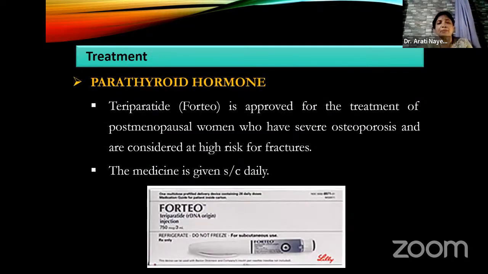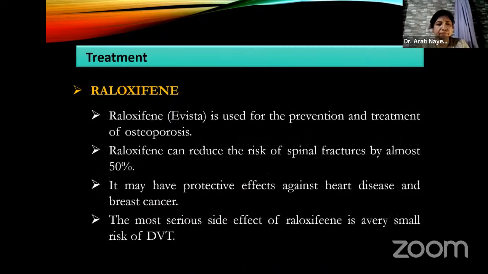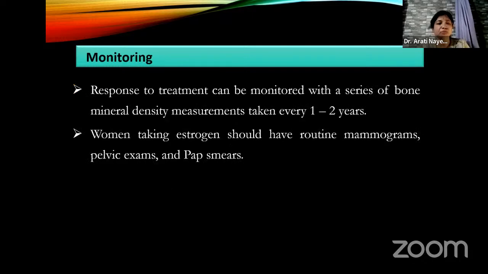Parathyroid hormone is approved for the treatment of postmenopausal women who have severe osteoporosis and are considered at high risk for fractures. Raloxifene is used for the prevention and treatment of osteoporosis. Raloxifene can reduce the risk of spinal fracture by almost 50%. It may have protective effects against heart disease and breast cancer. The most serious side effect of raloxifene is DVT, that is deep vein thrombosis.